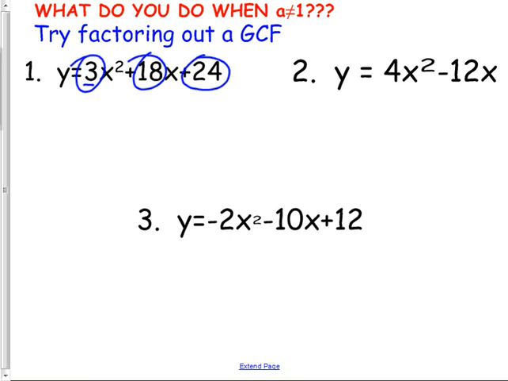It's really common for people to see, oh, 2 goes into everything. Use a negative 2 to factor out. Go ahead, factor those down. I'll pause for a second while you try it.